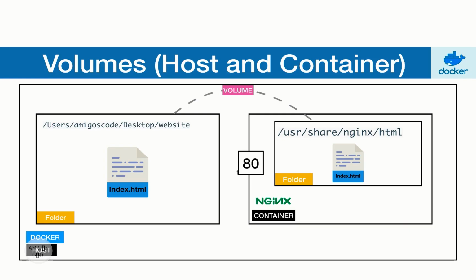Alright, let's go ahead and create a volume between our host and our container. So inside of our desktop, in the host machine, we will create a folder called website, and then we're going to have an index.html. So the contents inside of the website folder will be shared inside of the container in the following directory: /usr/share/nginx/html. So that way, when we hit the URL in our web browser, we will be served with our own files. So let's go ahead and do that now.